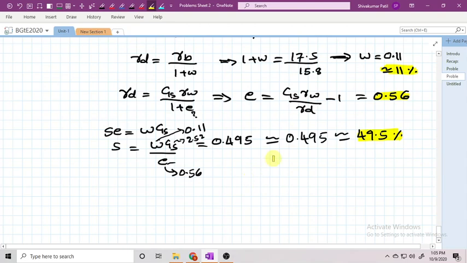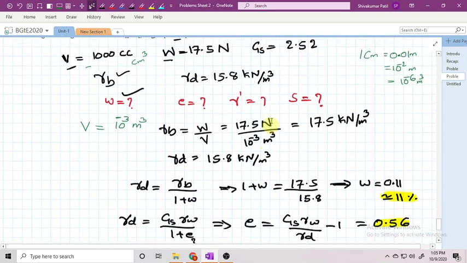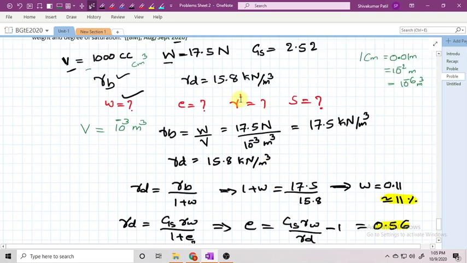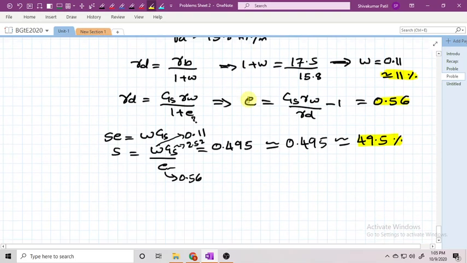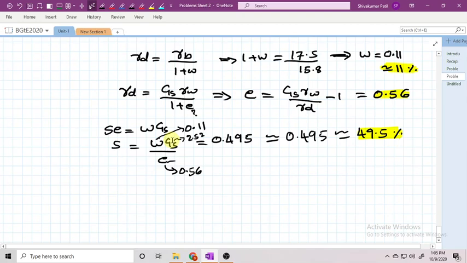Okay, so what is the next parameter they are asking? They are asking submerged density. So to get submerged density, either you can directly remember the formula, otherwise you can first calculate the saturated density. From that saturated unit weight, you deduct the unit weight of water, then you will get the submerged. So first calculate the saturated unit weight. Gamma sat equal to Gs plus e divided by 1 plus e, into gamma w.